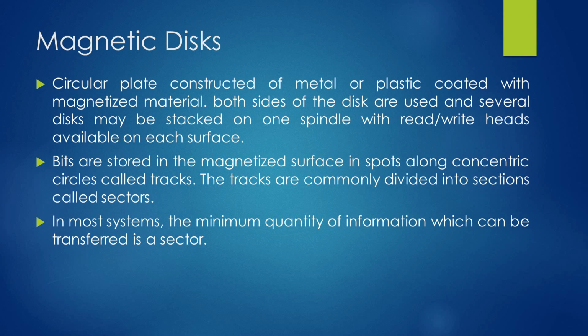The tracks are commonly divided into sections that are called sectors. Now a track is further divided into sectors. In most systems, the minimum quantity of information which can be transferred is a sector.